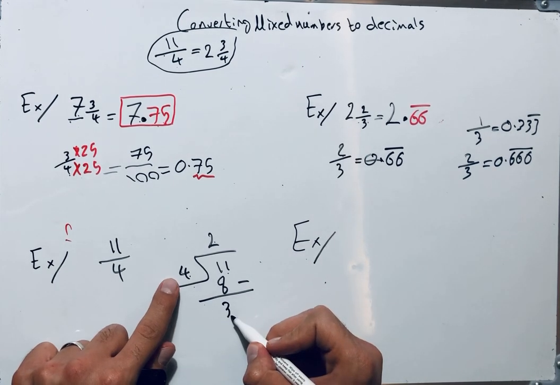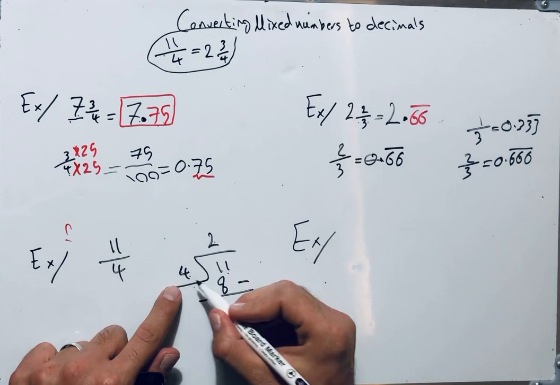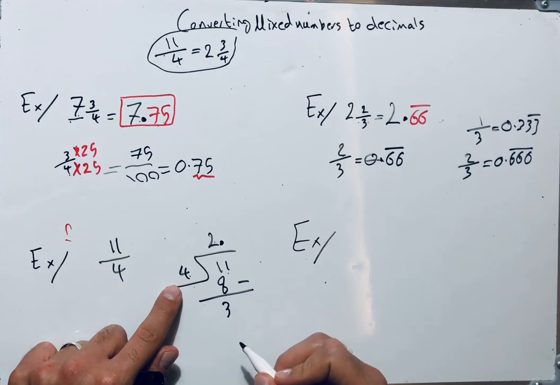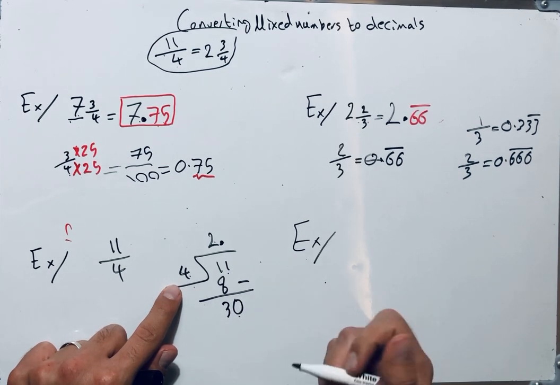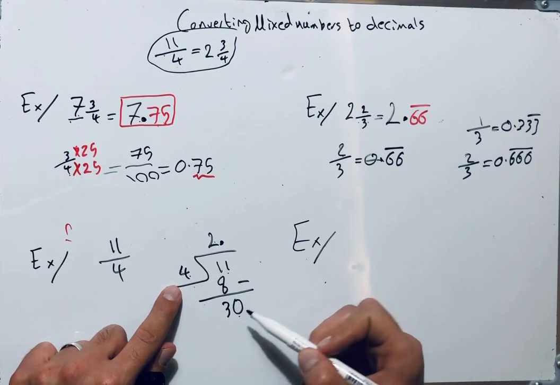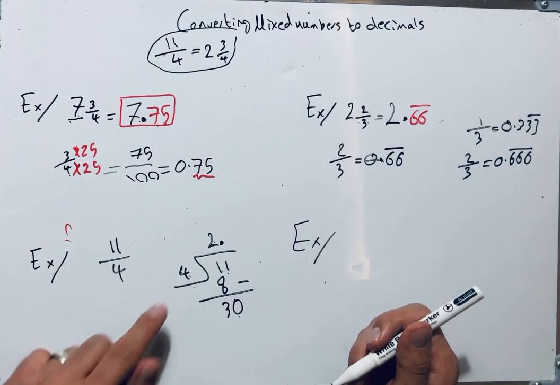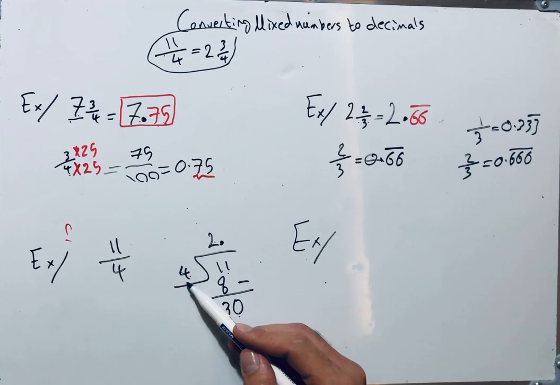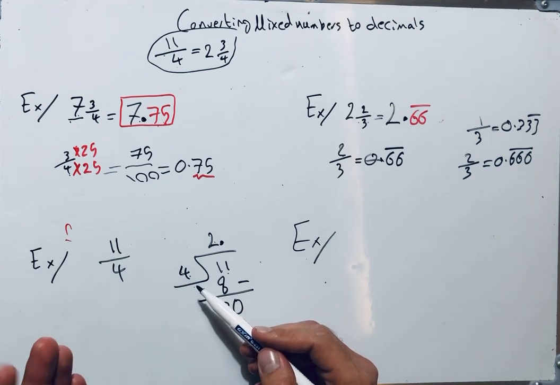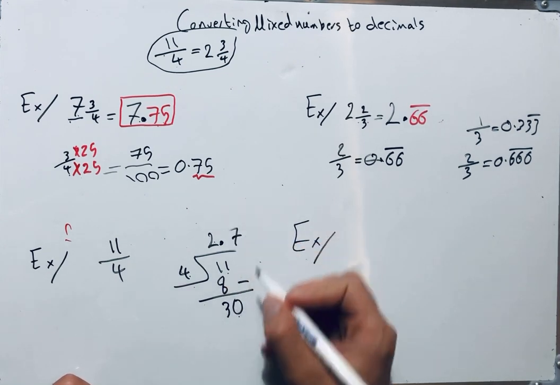So now, do we have 4 in 3? We don't. If you don't, you just put a point like this and add a 0 to make it 30. So now, how many fourths in 30? Let's see, 4, 8, 12, 16, 20, 24, that's 6 fourths, 28, so we have 7 fourths in 30.